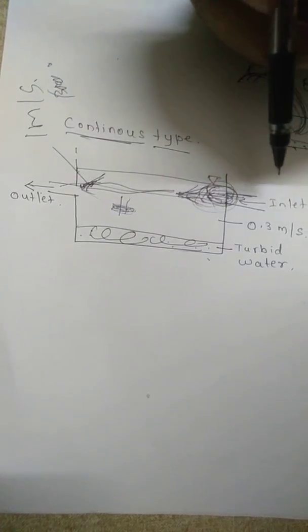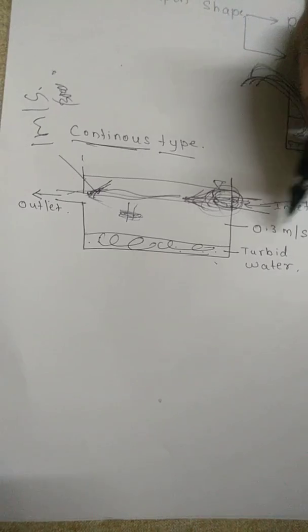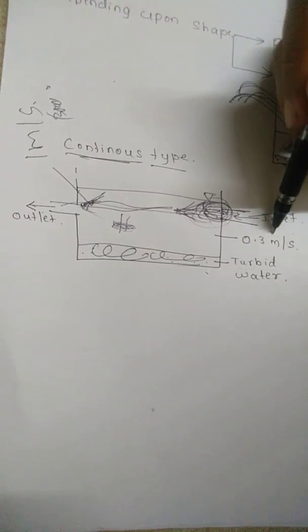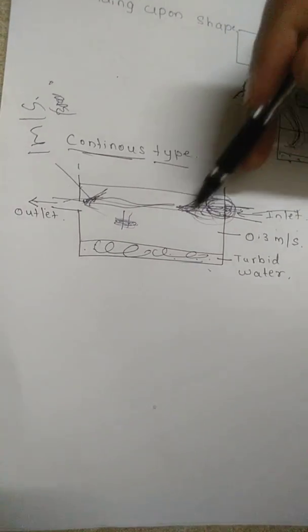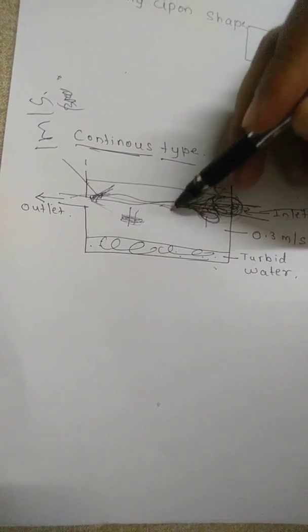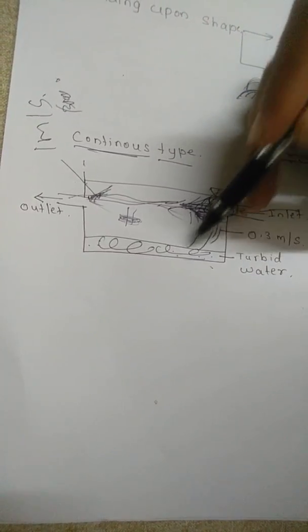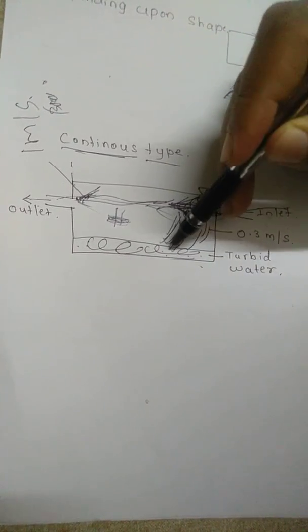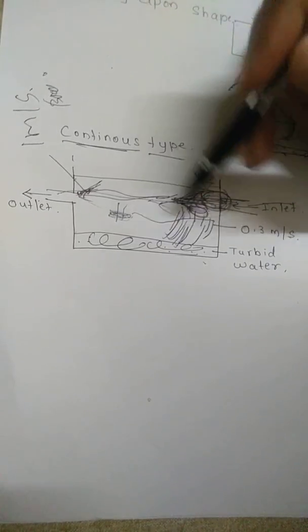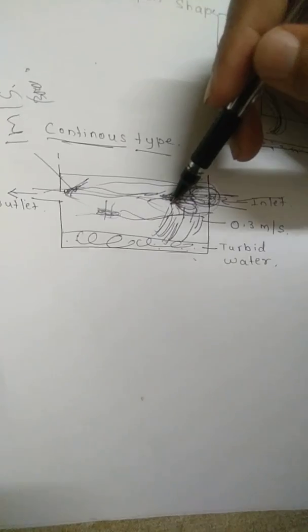But when we reduce the inlet velocity to 0.3 meter per second, which is a very slow velocity, what is happening? If the water is turbid here, since we have reduced the velocity, the particles slowly start to settle down by their own weight. And here we are going to get the water continuously.